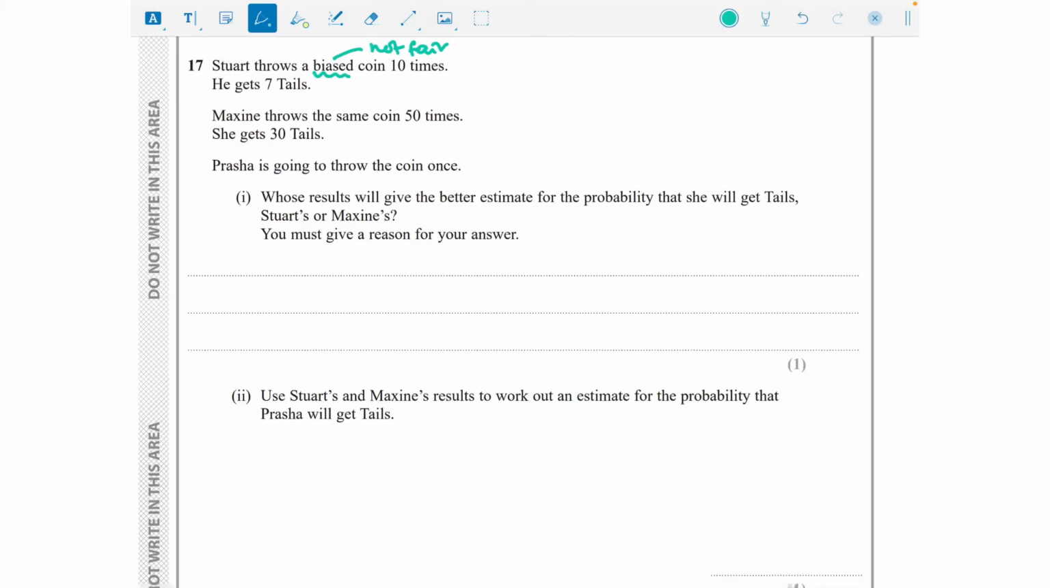Maxine throws the same coin 50 times and she gets 30 tails. Prasha is going to throw the coin once. Whose results will give the better estimate for the probability that she'll get tails, Stuart's or Maxine's? You must give a reason for your answer.